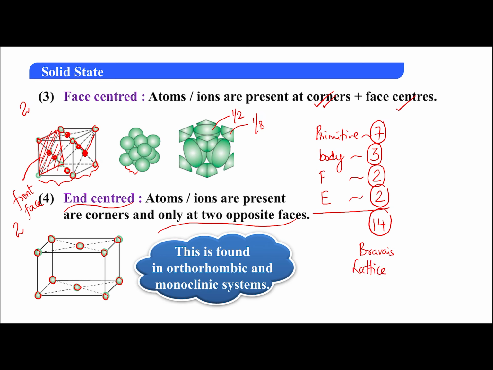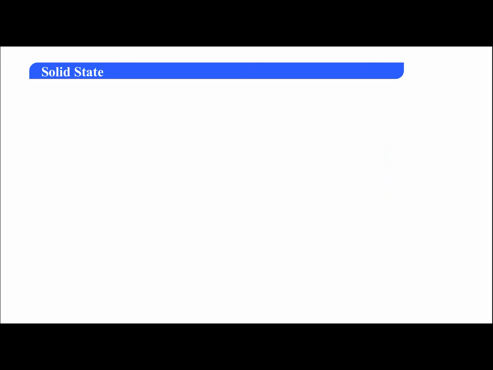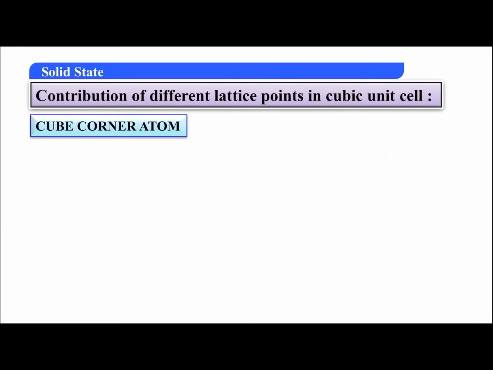This is the information. We go to the next topic, contribution of different lattice points in a cubic unit system. Now, we are trying to understand the cube corner. In reality, this is a ball and stick model, which is just for understanding. It's a model. In reality, it is like this.